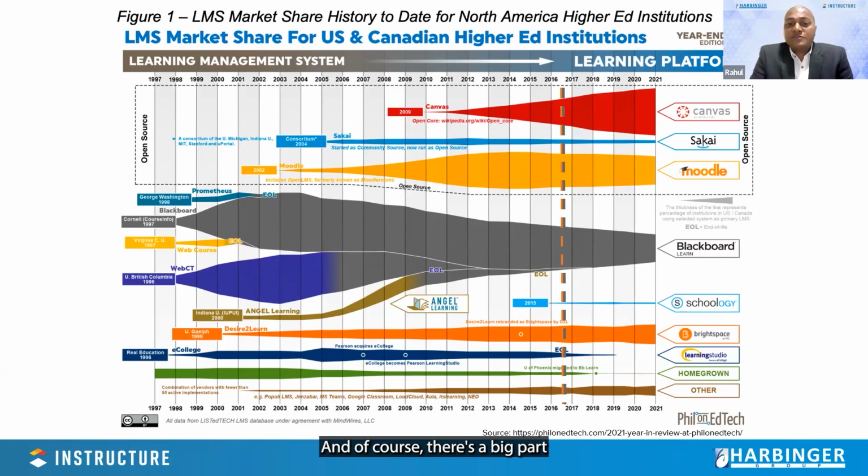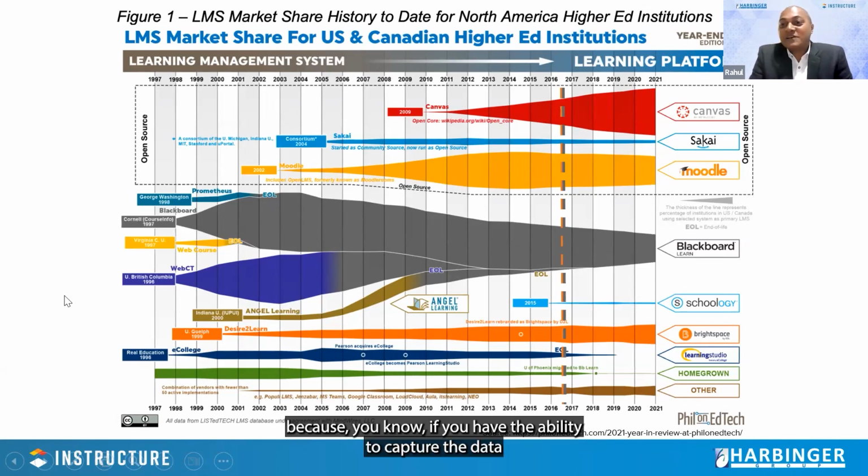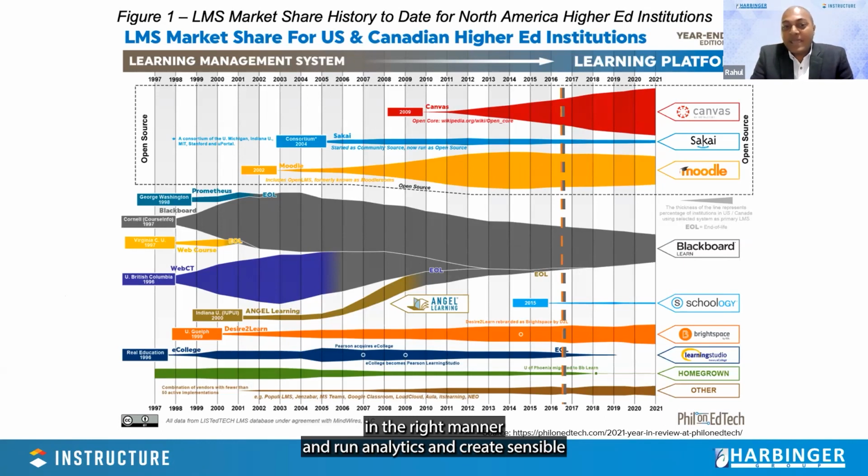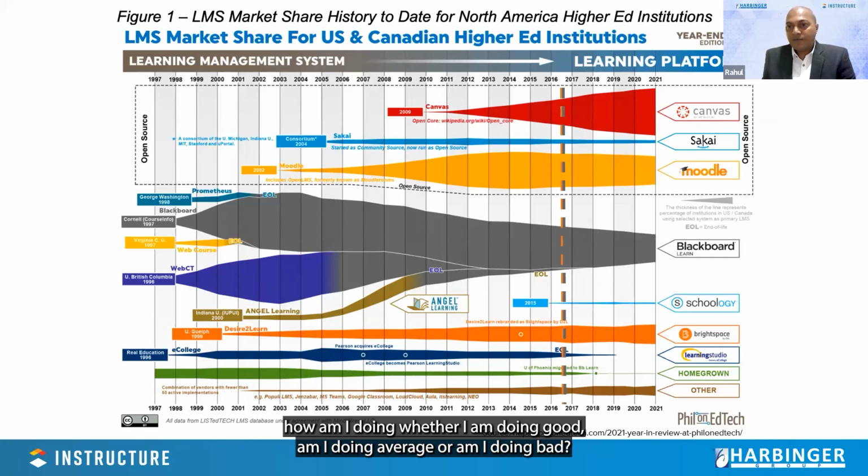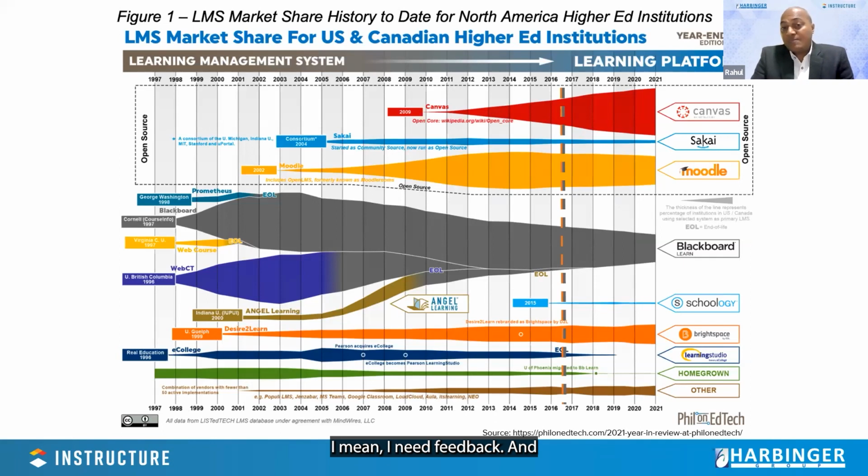And of course, there's a big part that data and analytics play these days, because if you have the ability to capture the data in the right manner and run analytics and create sensible reports out of it that can actually tell you the progress. So we spoke about measurable learning outcomes as one of the important aspects of driving student engagement. I, as a student or as an individual, would like to know how am I doing, whether I'm doing good, am I doing average, or am I doing bad? I mean, I need feedback.